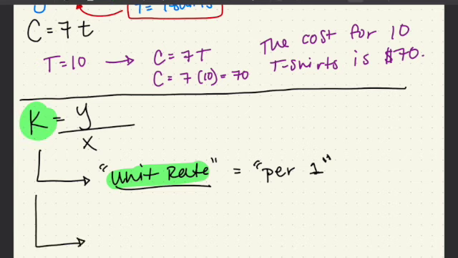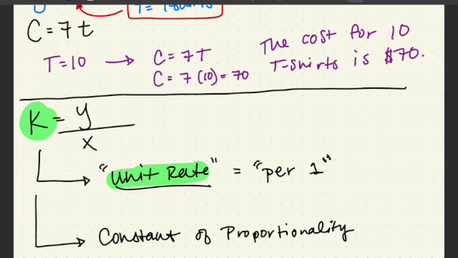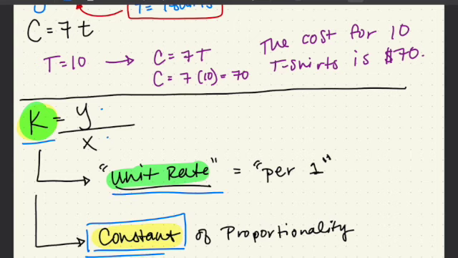You will also see the term constant of proportionality. This variable k is the constant of proportionality. So when you see the word constant in a problem, it's asking you to find k. So k, which is y divided by x, is another name for unit rate and constant.